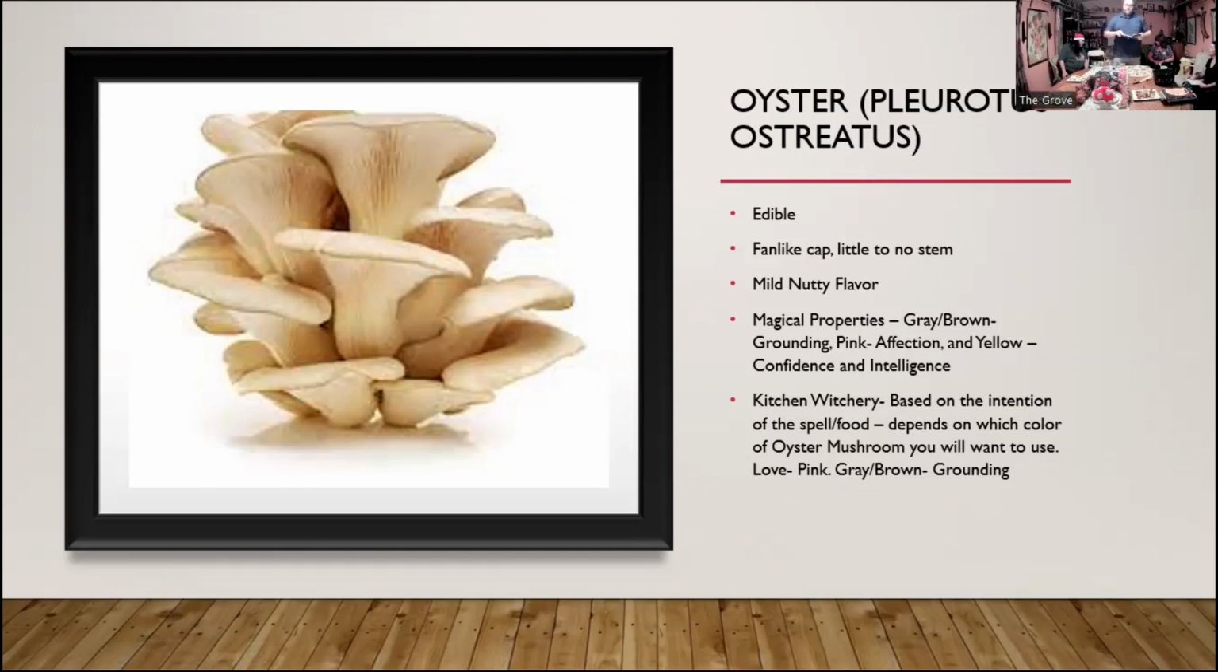Here we go. So the king trumpet. I'm going to bring up this one real quick because it goes along with the oyster. It's called the French horn mushroom. It's an edible oyster mushroom. It's usually found in Europe, the Middle East, North Africa, and parts of Asia, so we don't get it here as much.